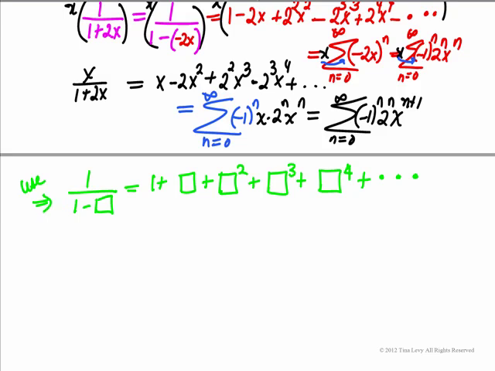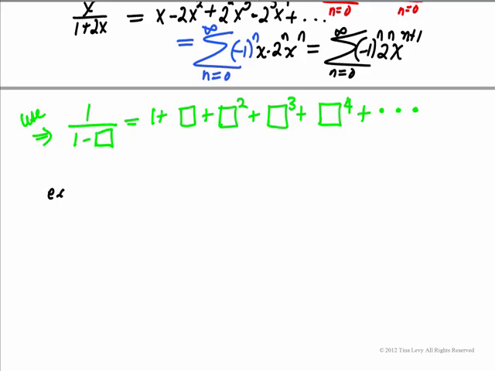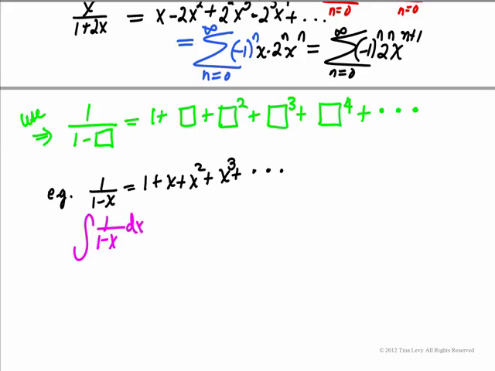As a second example, we know the function 1 over 1 minus x. That's one of the basic ones that we're using, that basic geometric series. We're going to look at the antiderivative of that. And looking at the antiderivative, we know that it's a u substitution.